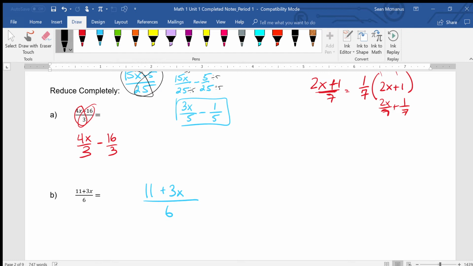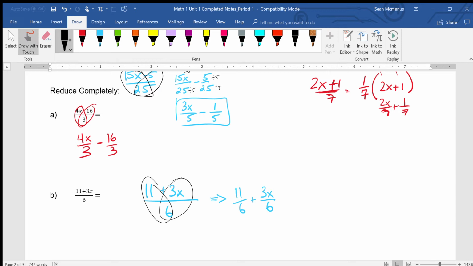And I'm going to make it bigger so we can kind of see what's happening. So I'm going to identify what the two terms will be. It's going to be these guys. And I will end up with, right, that's going to simplify to 11 over 6 plus 3x over 6. So I split it up.